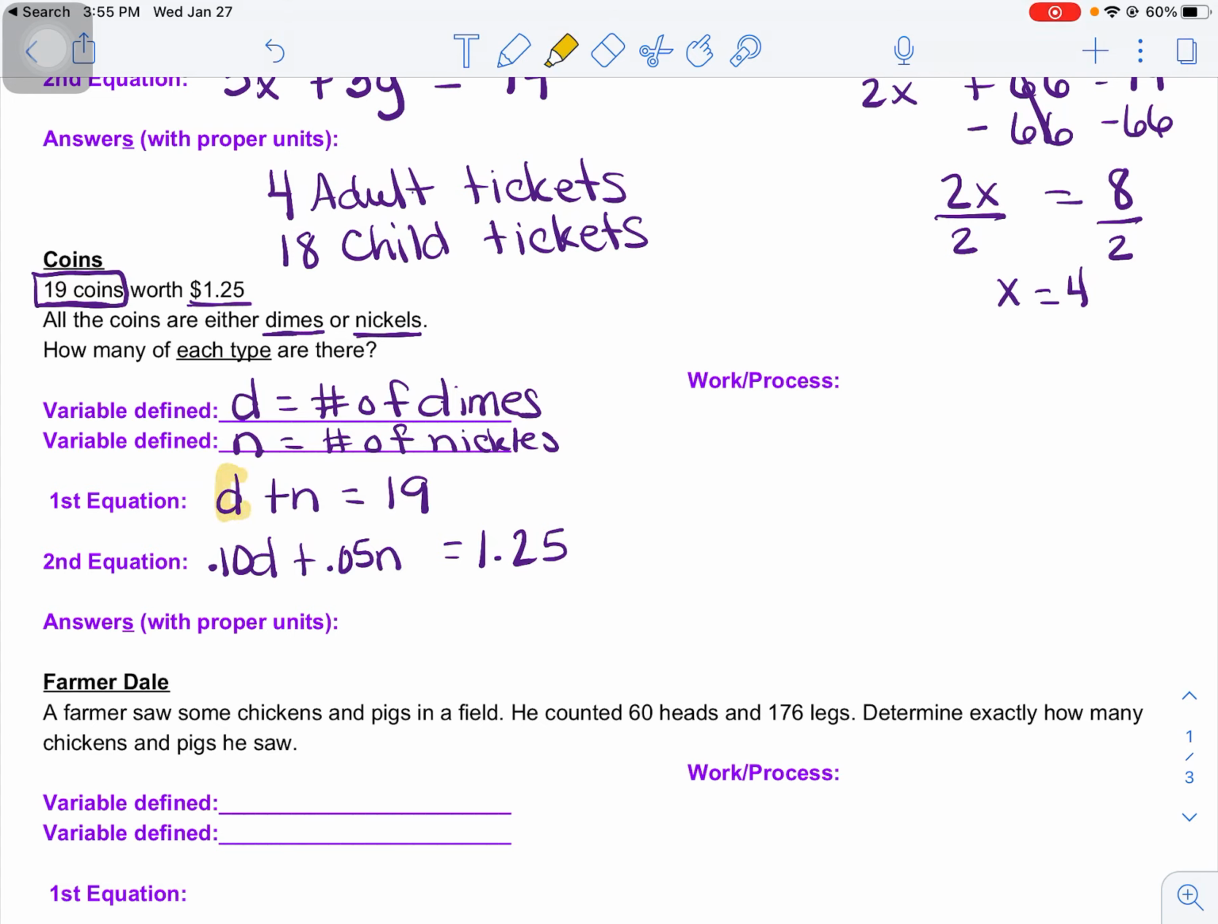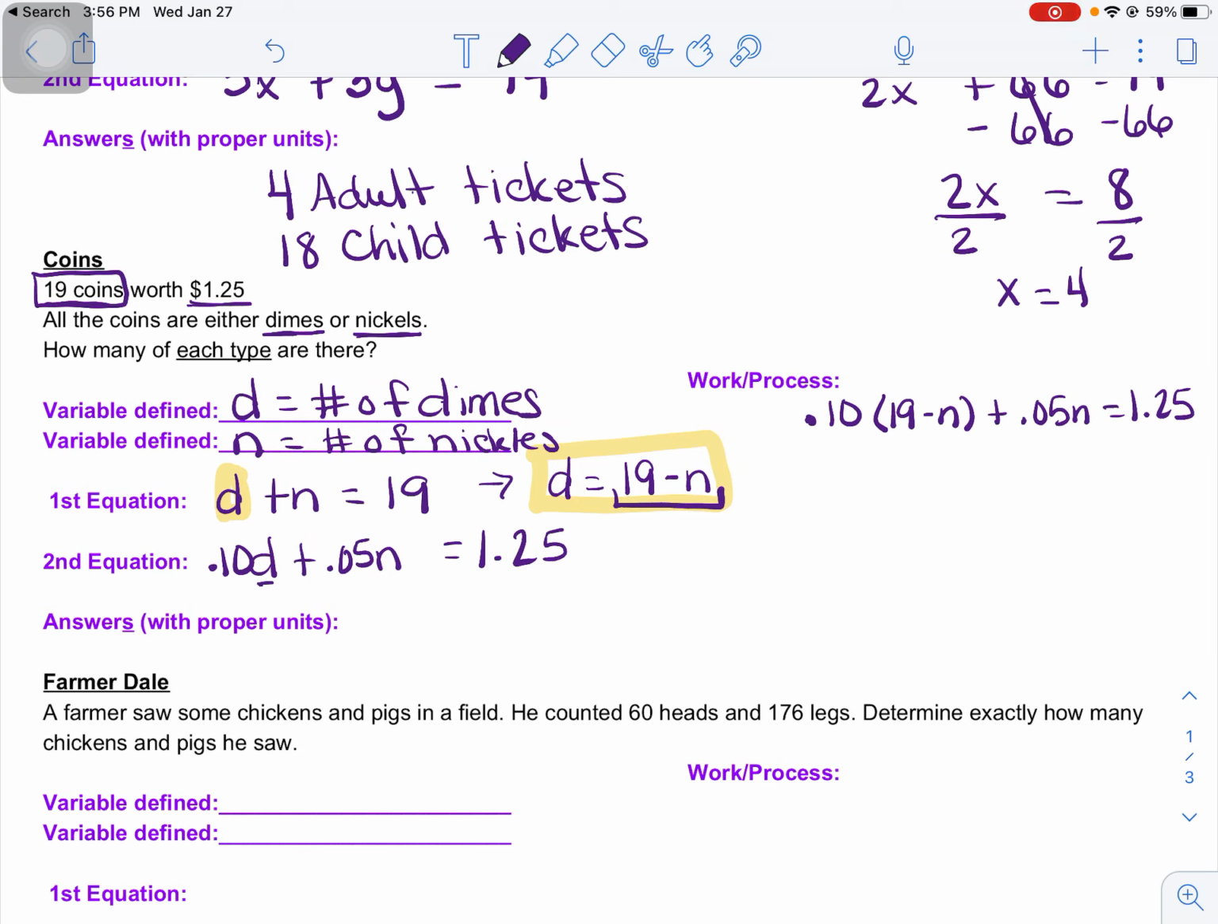So let's say we solve for the dimes. So we can change this equation into D equals, when we move that N over, it turns negative, so 19 minus N. We're going to use this to substitute in the other equation. So when we solve that, we would have 0.10. Oh, there's a D. So everywhere we see D, we're substituting in 19 minus N, plus 0.05 N equals $1.25. You are going to do your distributive property and then solve.